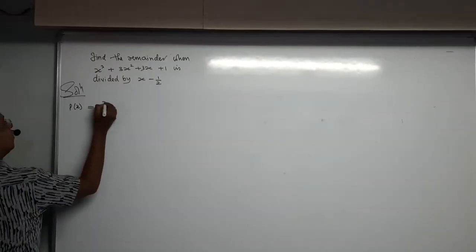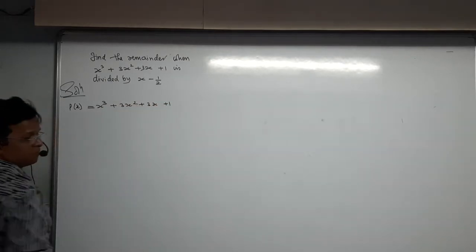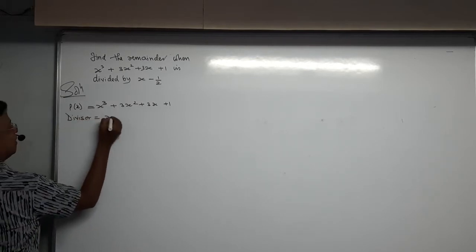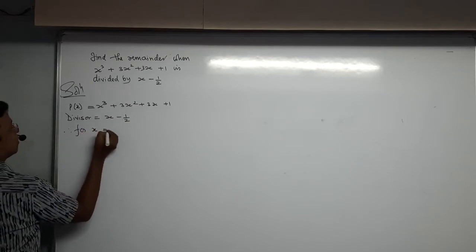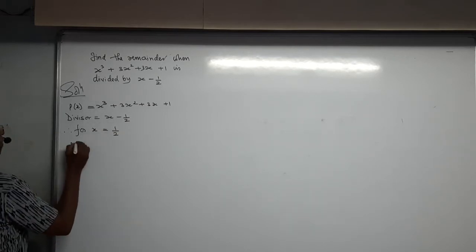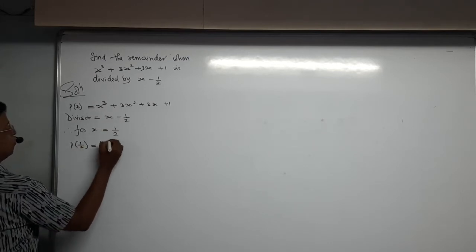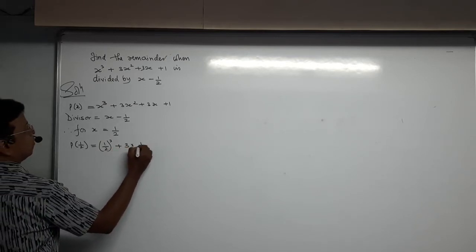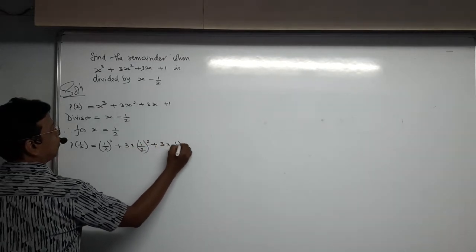Solution. The divisor is x minus 1 upon 2. Therefore, for x is equal to what? 1 upon 2. P of 1 upon 2 will be equal to what? 1 upon 2 the whole cube plus 3 into 1 upon 2 the whole square plus 3 into 1 upon 2 plus 1.